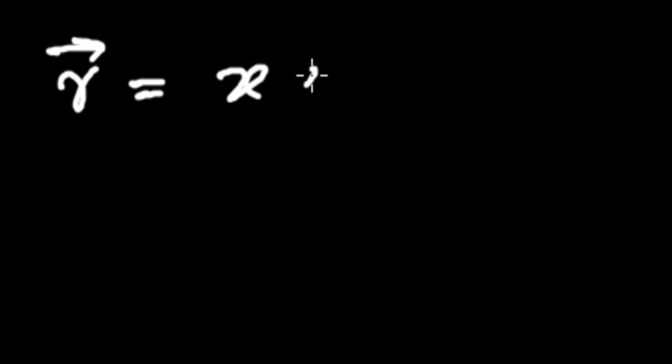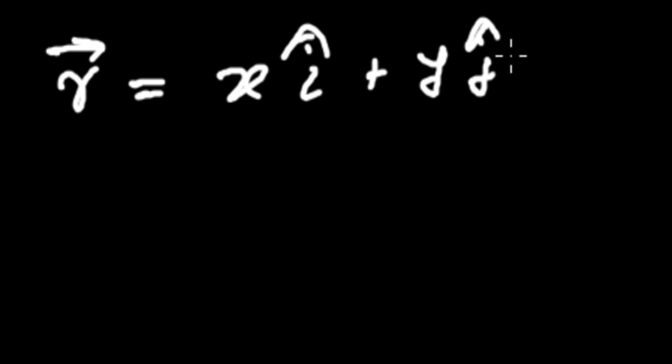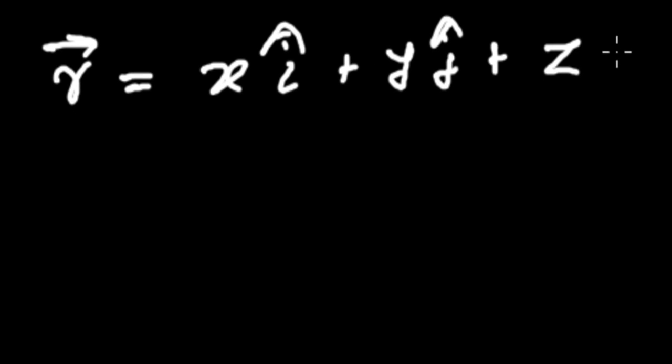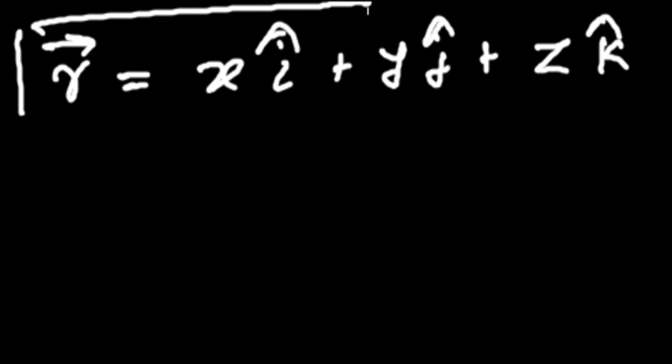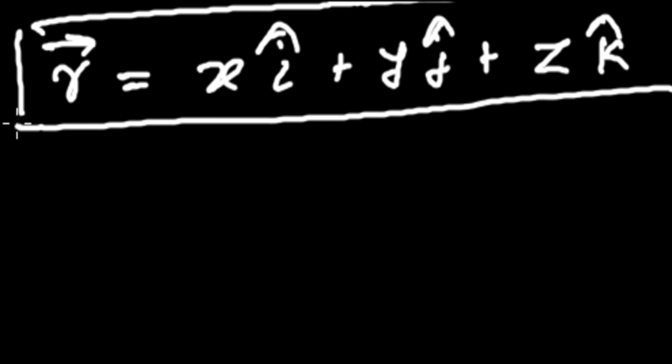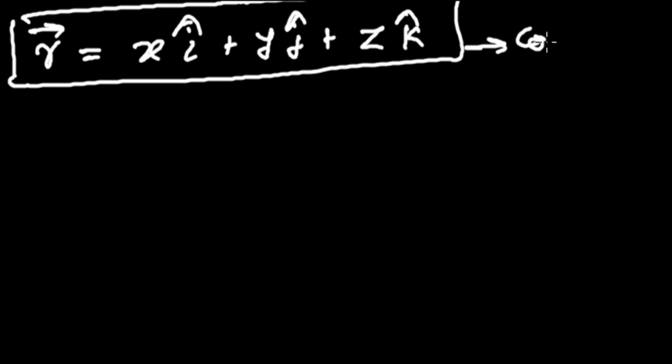In the previous video we learned the component form of the vector in 3 dimensions. If we have a vector, let's say R, and we represent it as x i cap, y j cap, and z k cap, then this form of representation of any vector is called component form. Based on this, now we're going to learn the algebra of the component form.